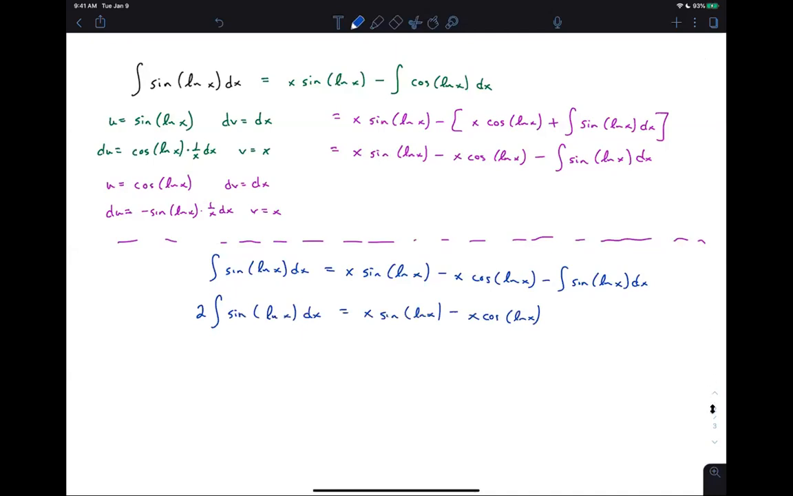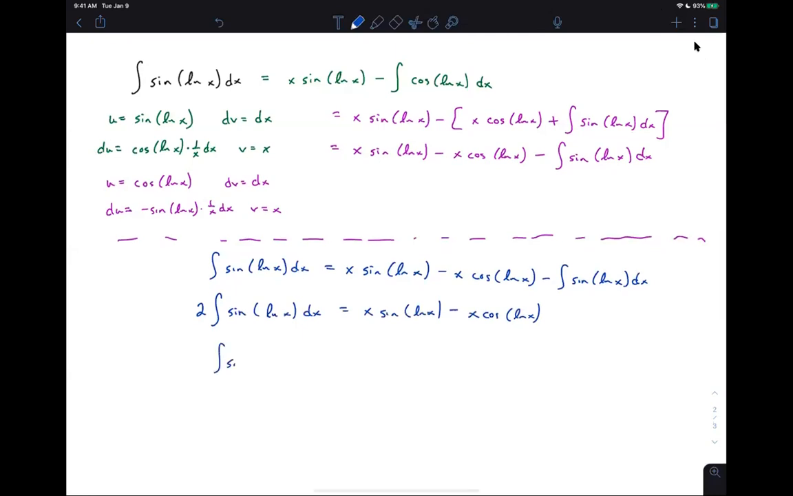We're now going to divide by 2, which is the same as multiplying by 1/2. So we can say the integral that we were looking for, sine of natural log x dx, is equal to 1/2 x sine of natural log x minus 1/2 x cosine of natural log x. And then there could have been a plus c.